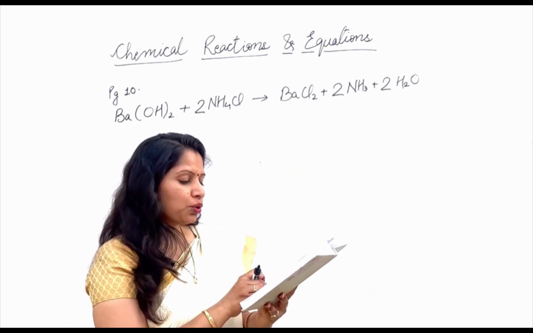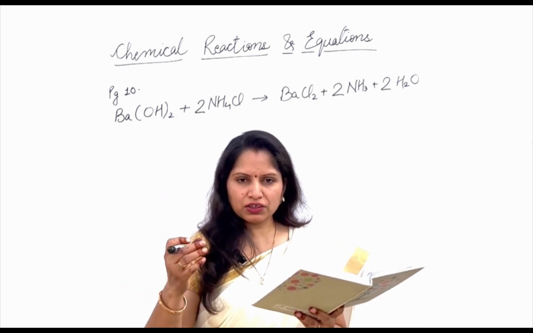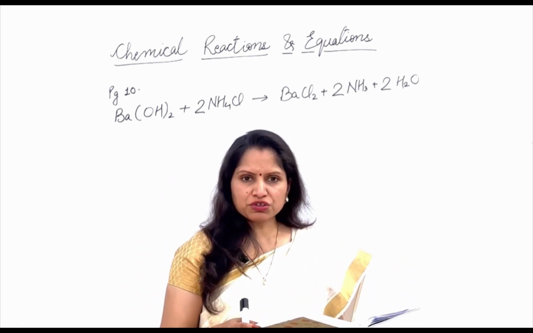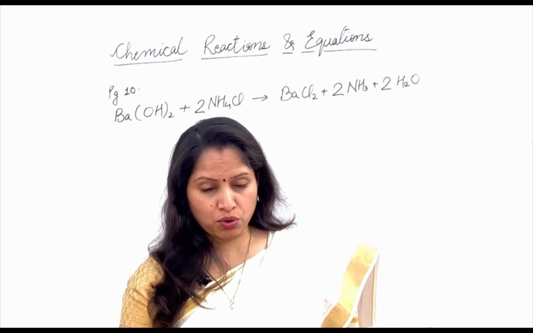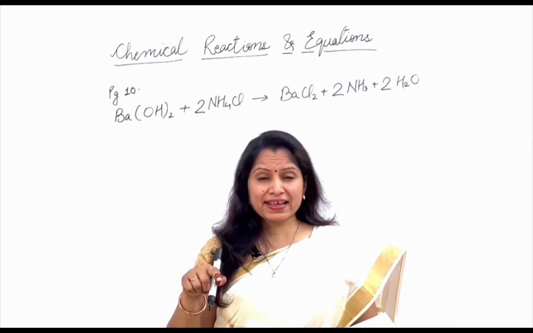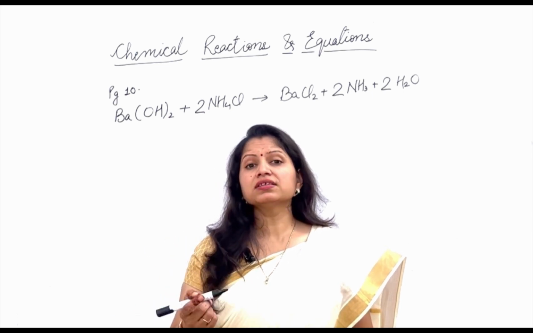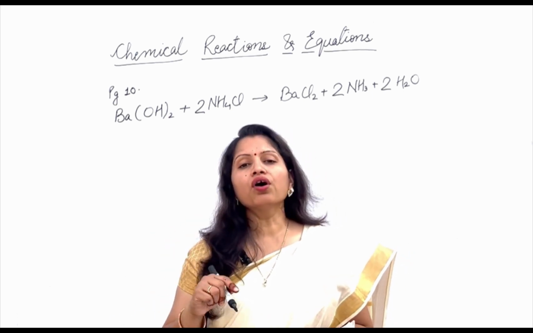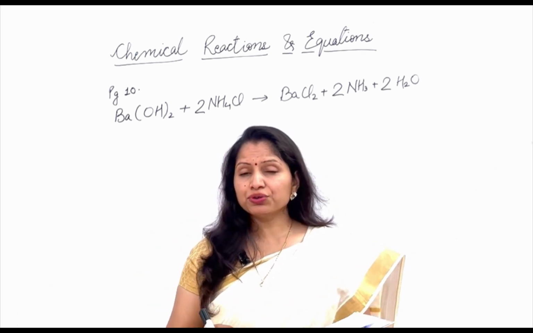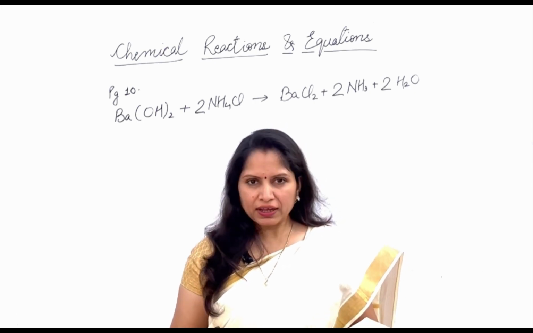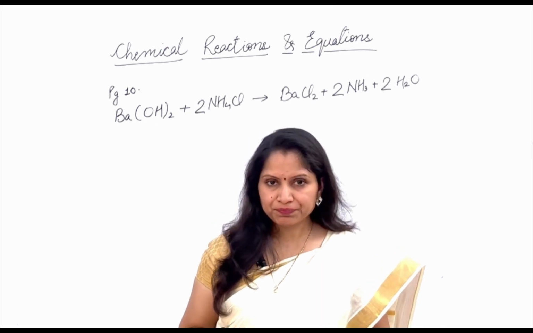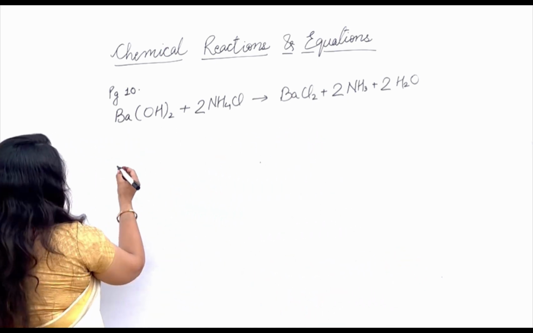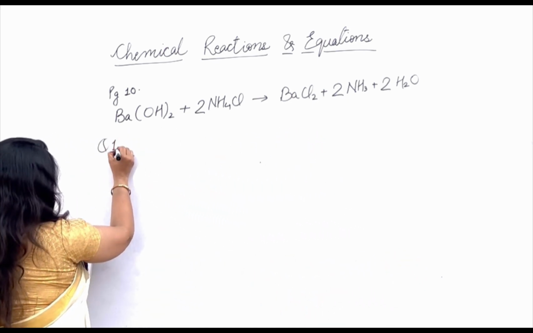Now, look at the questions given on page number 10. Question number 1 is, a solution of substance X is used for whitewashing. So, we are not using X for whitewashing, we are using the solution of X for whitewashing. You have to name the compound X and write the reaction of X with water. So, it's question number 1 given on page number 10.